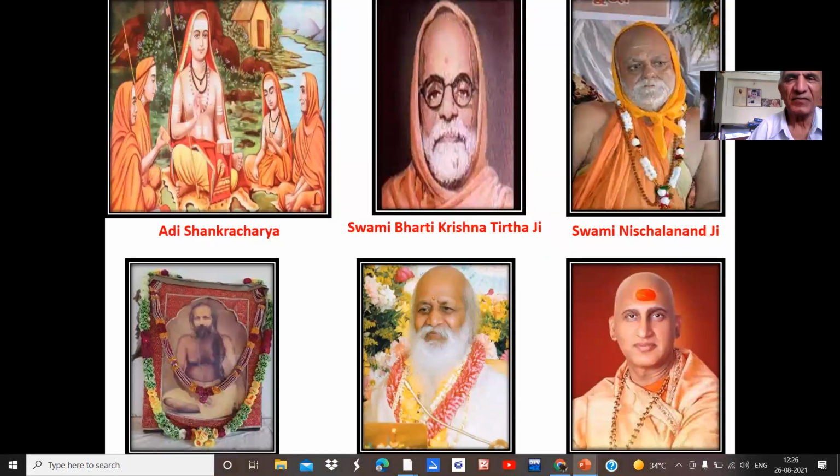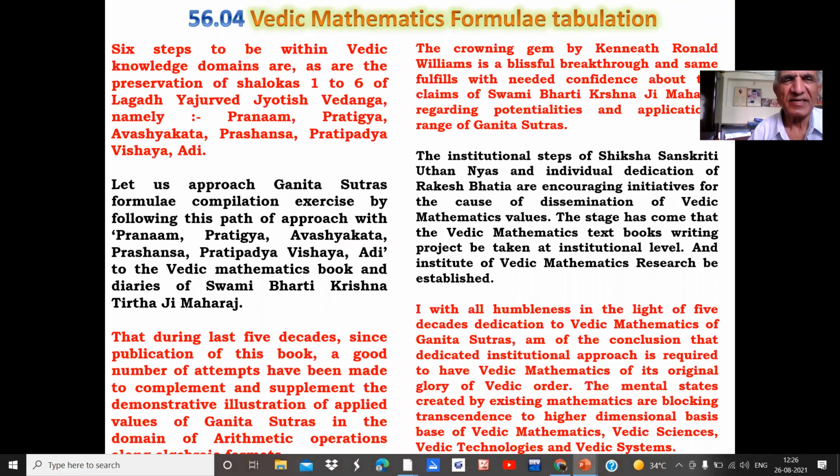Sadhakas fulfilled with intensity of effort shall sit comfortably. One is to take 6 steps to be within the Vedic knowledge domain. These steps are, as is the preservation of shalokas 1 to 6 of Lagadh Yajurved Jyotish Vedanga: Pranaam, Pratigya, Avashyakata, Prashansa, Pratipadya Vishaya, and Adi sequential initiation.